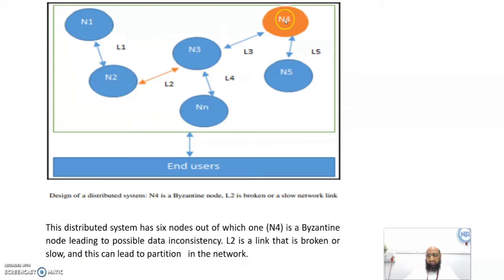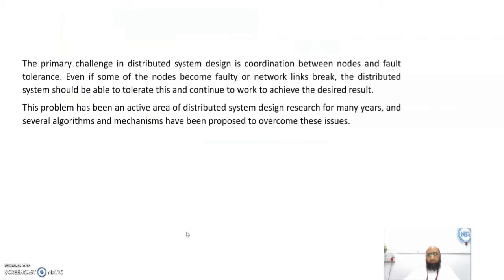So there are two problems. One problem is there is one traitor, one malicious node, that is N4, and there is a broken link. Now how we have to solve this, we will see. The primary challenge in a distributed system is coordination between the nodes and fault tolerance. Even if some of the nodes become faulty or network links break, the distributed system should be able to tolerate this and continue to work to achieve the desired result. This problem has been an active area of distributed system design research for many years, and several algorithms and mechanisms have been proposed to overcome these issues.